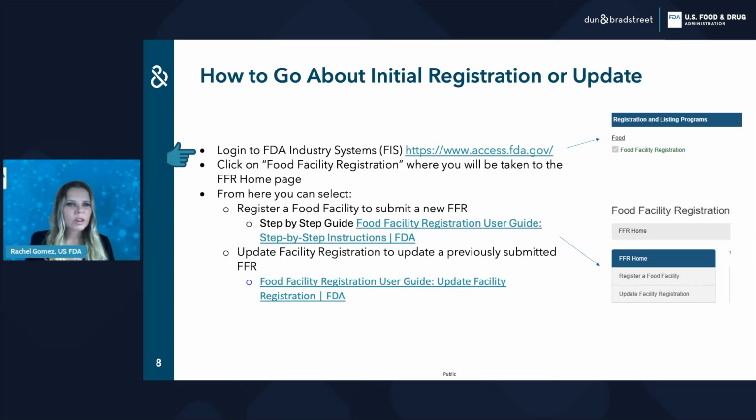You would first log into FIS, and then you click on Food Facility Registration, and from there you can select Register a Food Facility to submit a new FFR, or Update Facility Registration to update an existing FFR. We have also listed our step-by-step user guides to help you navigate through the system.